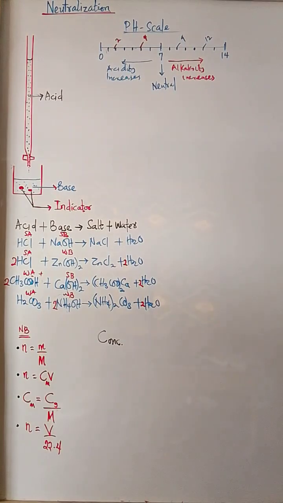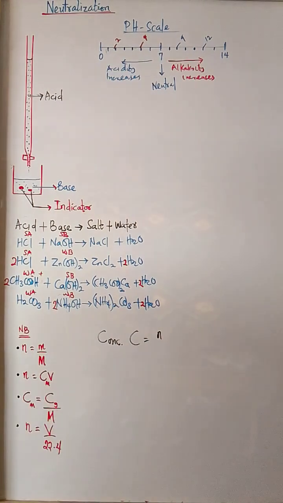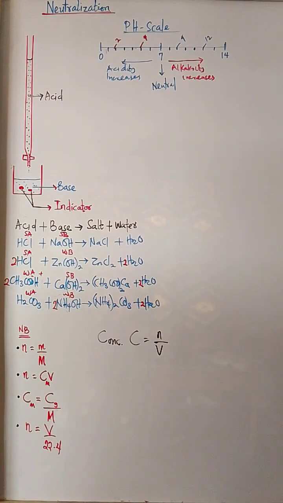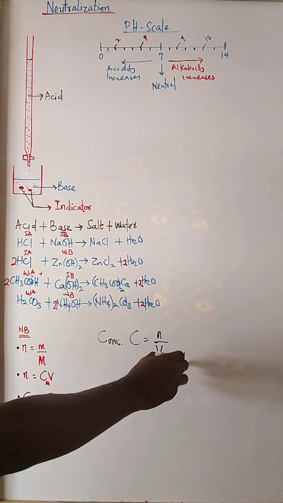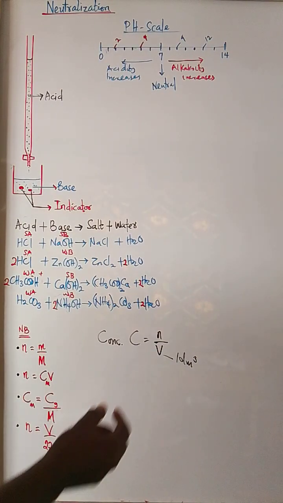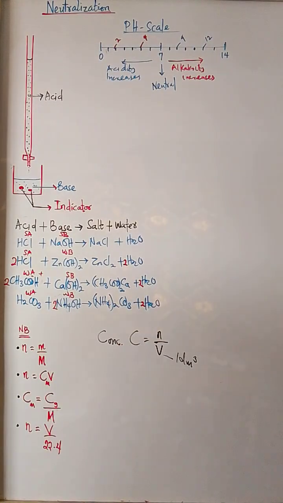Concentration. And what is concentration? It is the amount of a particular substance present in a certain volume of that solution. Amount of substance to volume. And this volume is in dm cube. If I have 1 dm cube of, let's say, an acid, what is the number of mole of that acid in that particular solution? That's what we call the concentration.